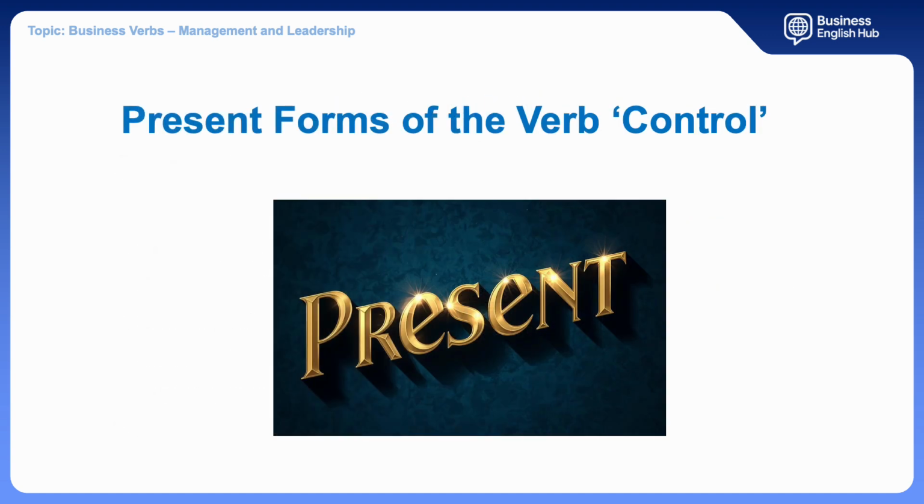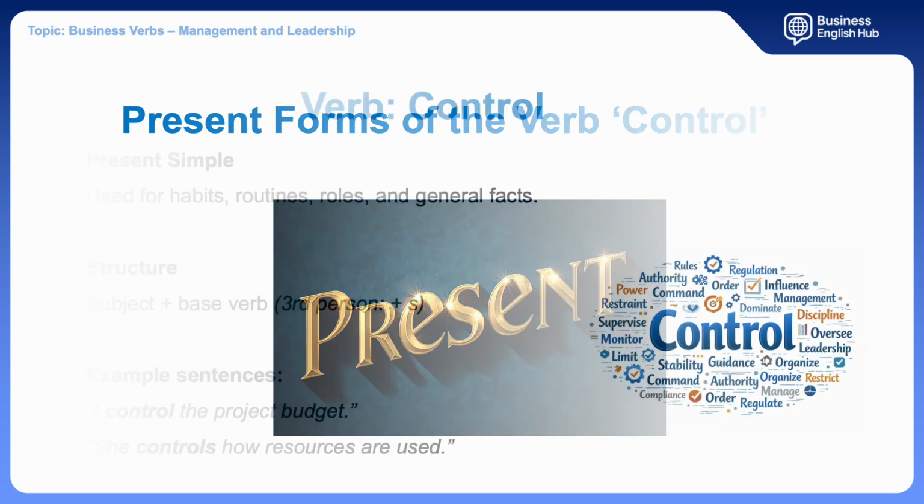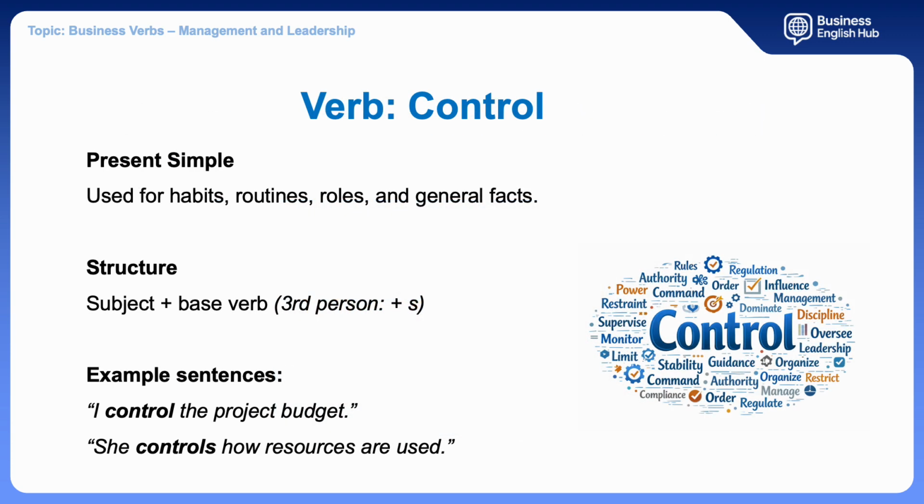Next, we will look at present forms of the verb control. The present simple of the verb control is used for habits, routines, roles, and general facts. Two example sentences include: I control the project budget. She controls how resources are used.